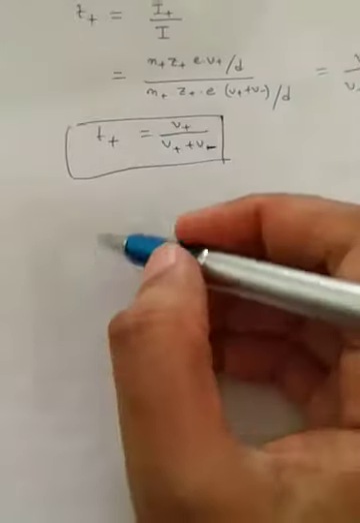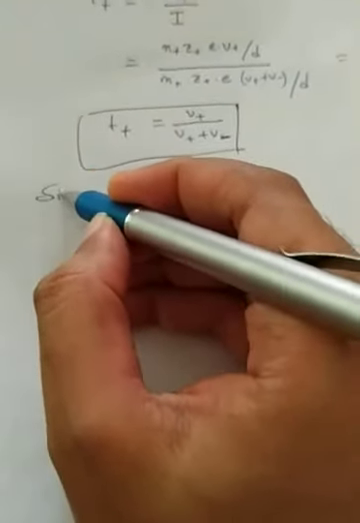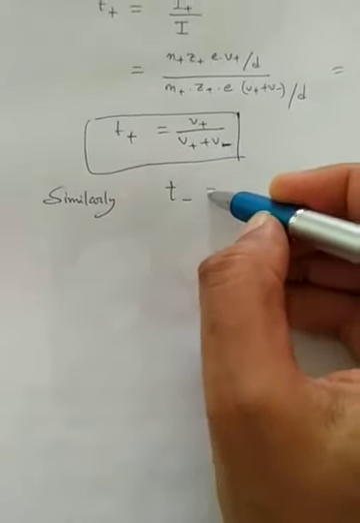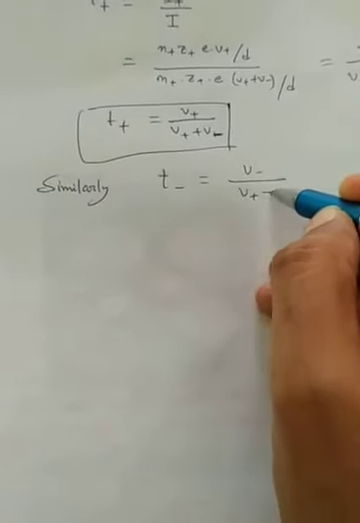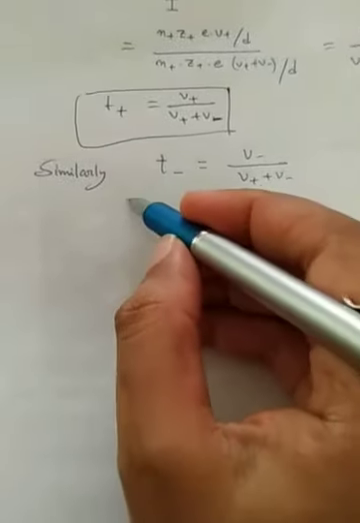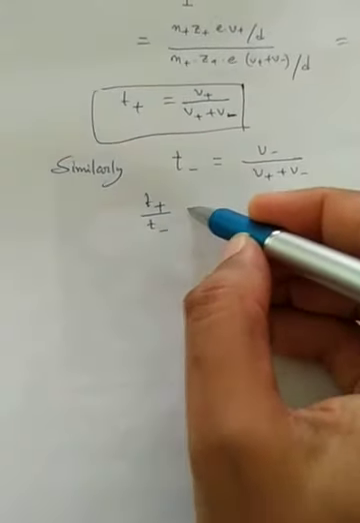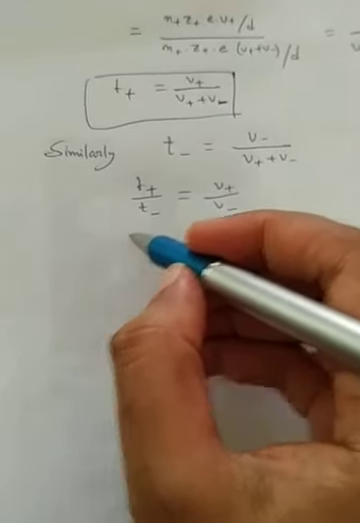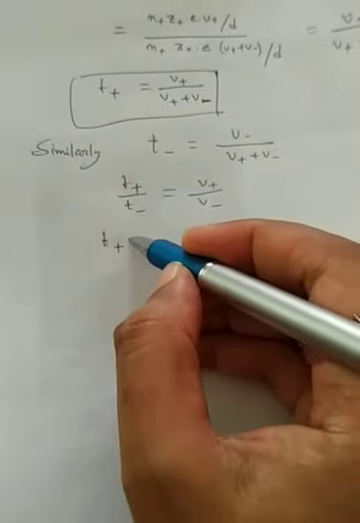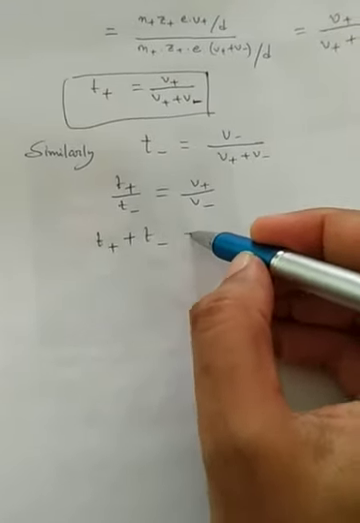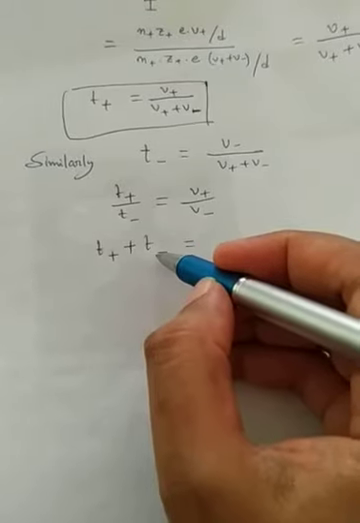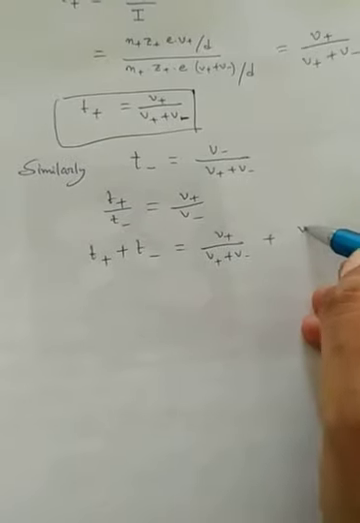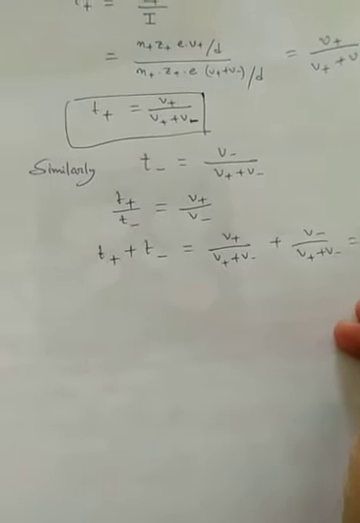Similarly, the transport number of the anion is V minus divided by V plus plus V minus, and T plus divided by T minus is V plus by V minus. And also a very important equation: T plus plus T minus is going to be 1.